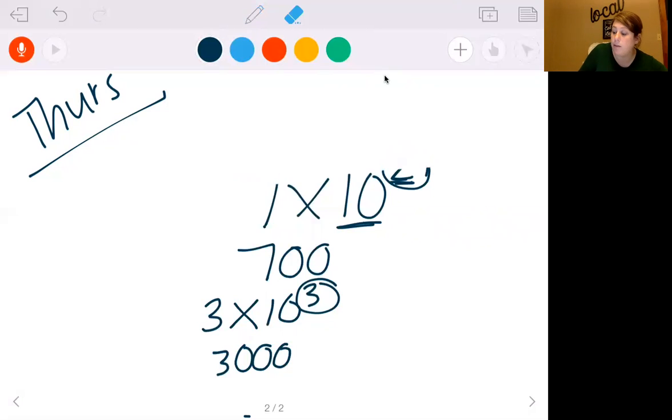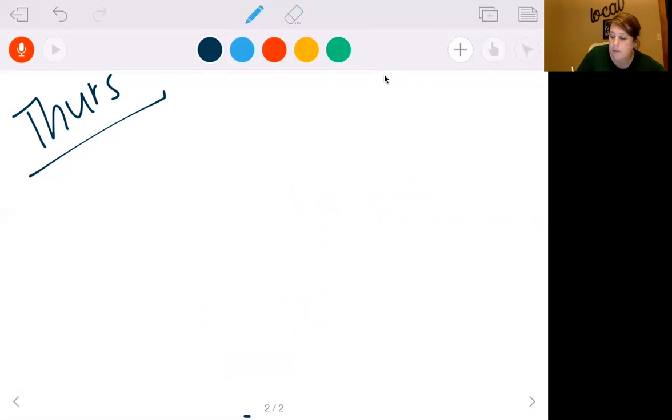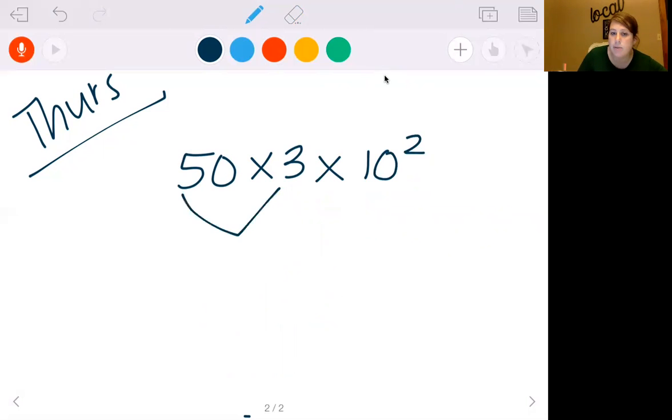Okay, let me give you a little bit of a harder one. This should be reviewed because we definitely did this before. I gave you 50 times 3 times 10 squared. First, let's multiply the 5 times the 3. We get 15 plus that 1 zero there.